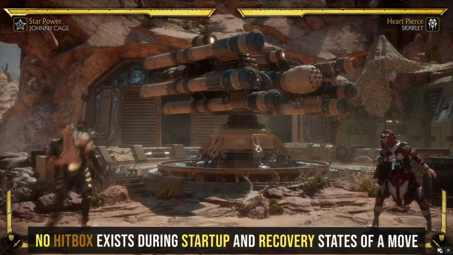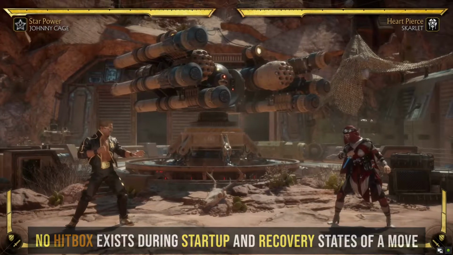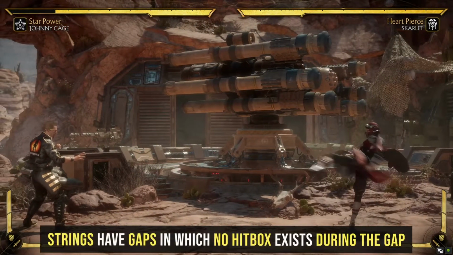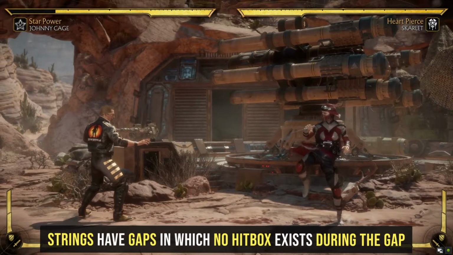Here's the hitbox of Johnny's Bag 3 attack, which appears after the startup phase and ends as the recovery phase of the move begins. Lastly, here you can see a 2-hit combo string having a gap between the hits during which there doesn't exist any hitbox.